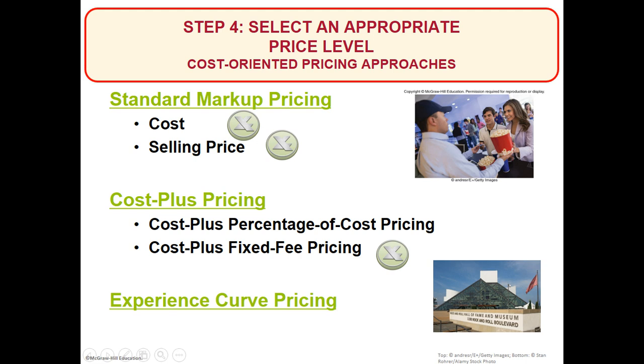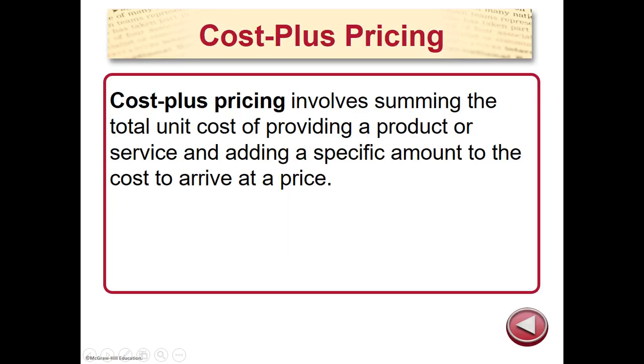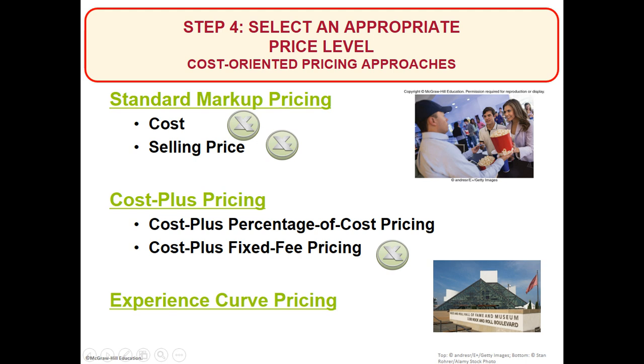And you can also use cost plus pricing that involves summing the total unit cost of providing a product or service and adding a specific amount to the cost to arrive at the price. Remember here, you just add a specific amount, not necessarily a percentage. That's what's called cost plus pricing. Okay? You can use cost plus percentage of cost pricing, or you can use cost plus fixed fee pricing.